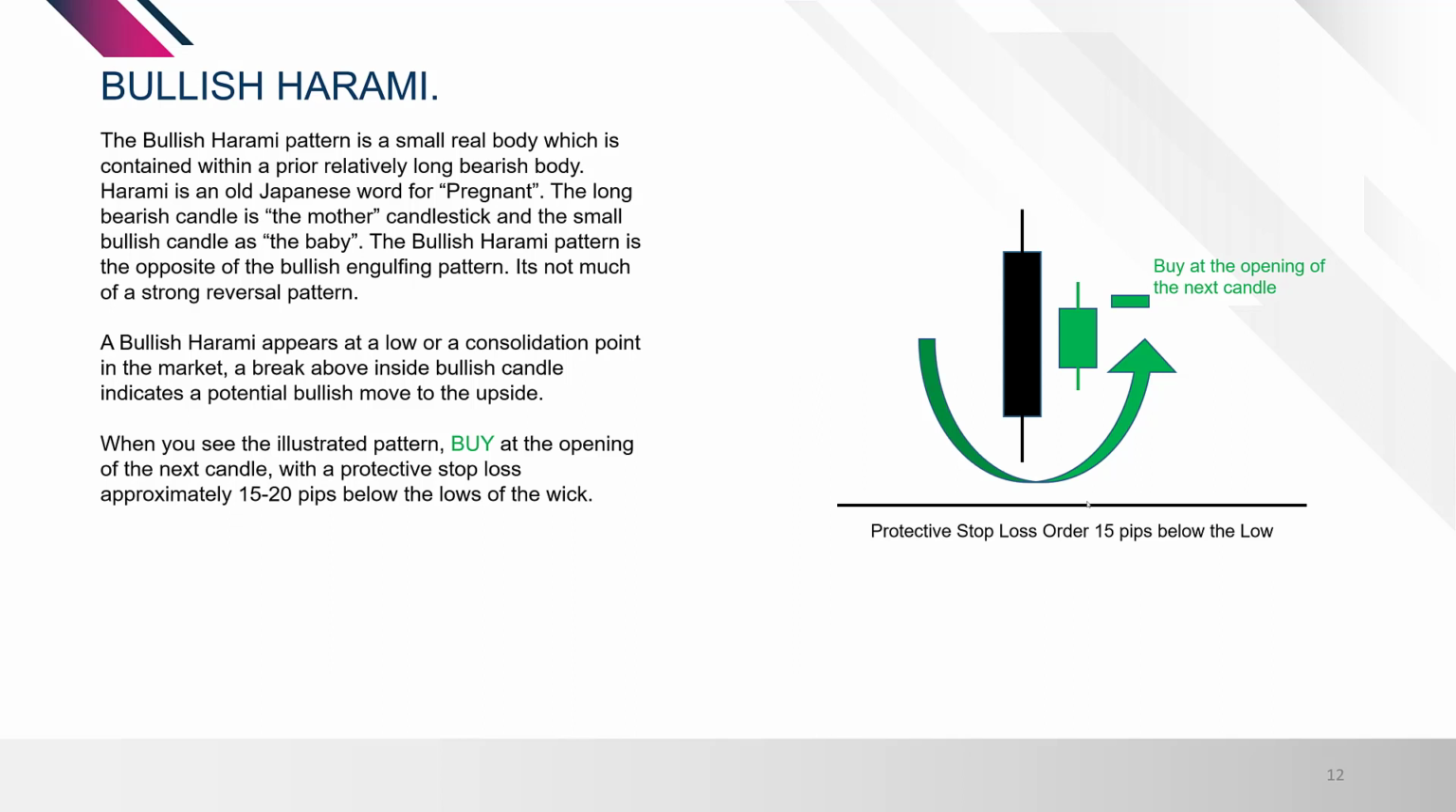A bullish harami appears at a low or a consolidation point in the market. A break above the inside bullish candle indicates a potential bullish move to the upside. When you see the illustrated pattern, buy at the opening of the next candle with a protective stop loss approximately 15 to 20 pips below the lows of the week.